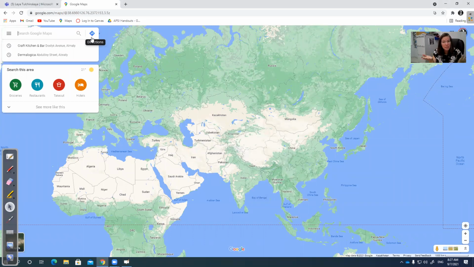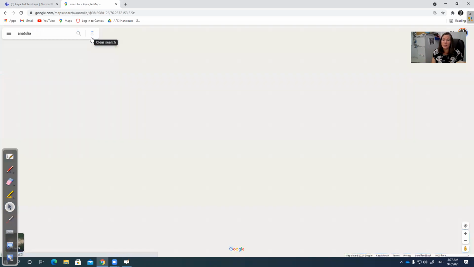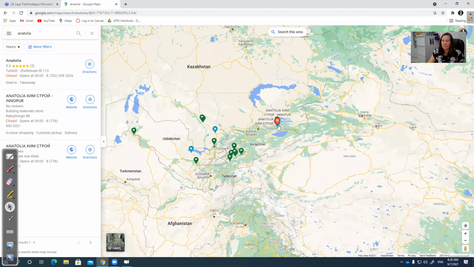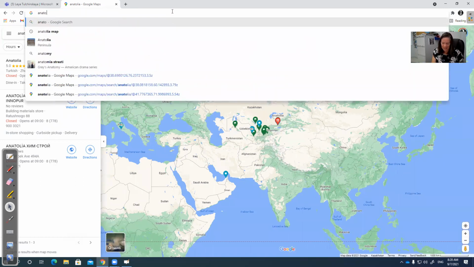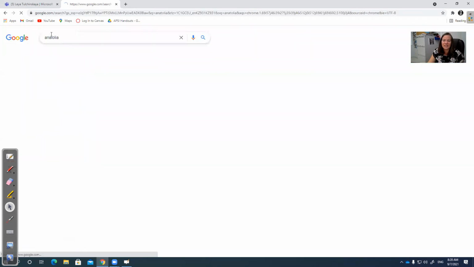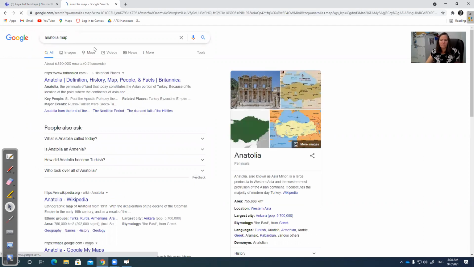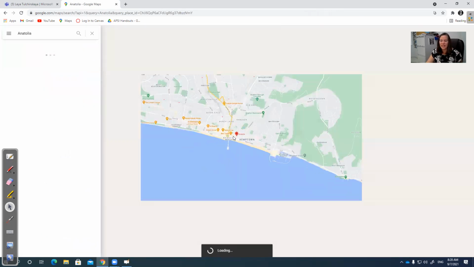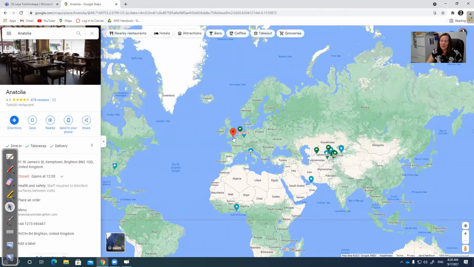This is where you would go to Google Maps and you would look it up. But I'm going to do that for you. I know exactly where it is, but I'm going to show you how to do it. You would go to Google Maps, look up Anatolia. Oh, that's funny. I got an Anatolia restaurant here in Kazakhstan. Okay. Anatolia Peninsula. Anatolia map. Google Maps. Here we are. There we go. The problem is it's not really called Anatolia anymore. Oh, okay. It's not really working because it's not called Anatolia anymore, but it's Turkey.